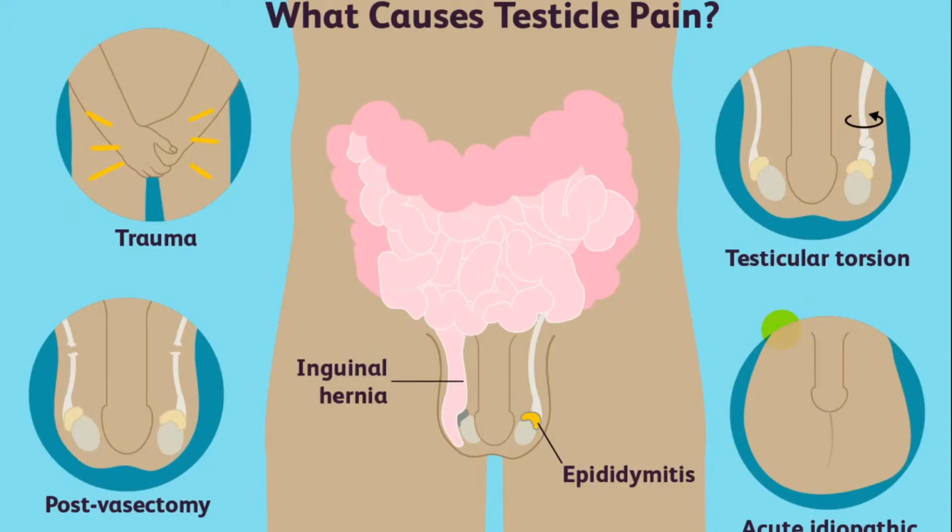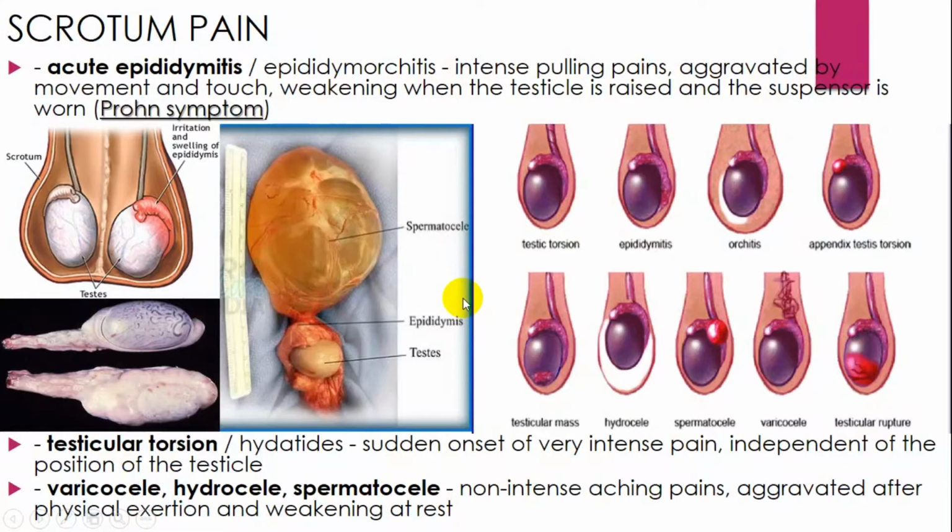What causes testicle pain? It may be trauma, a post-vasectomy condition, testicular torsion, acute idiopathic pain, epididymitis, and inguinal hernia. Scrotal pain may be caused by acute epididymitis or epididymorchitis.